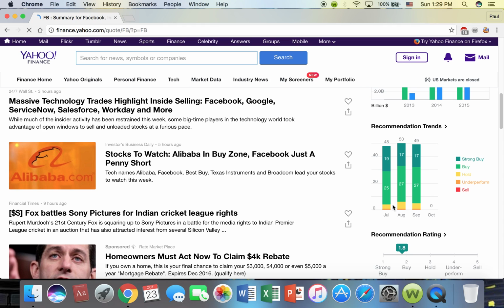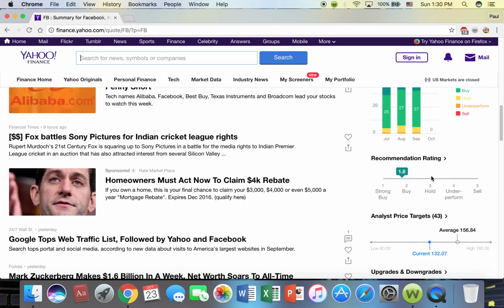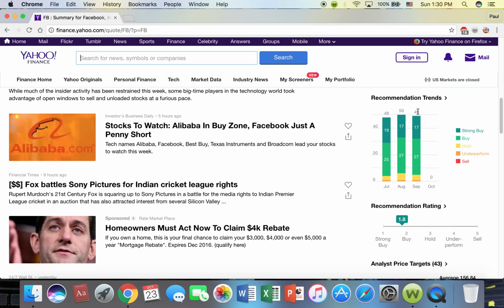These are recommendation trends, what analysts are analyzing the stock as. So we see right here, 17 think you should really, really buy it, 27 think you should buy it. A small amount think you should hold it, and barely anybody says you should maybe sell it. And nobody says you should definitely sell it. So right now this has a pretty good recommendation rating of 1.8. This has 49 analysts analyzing it.